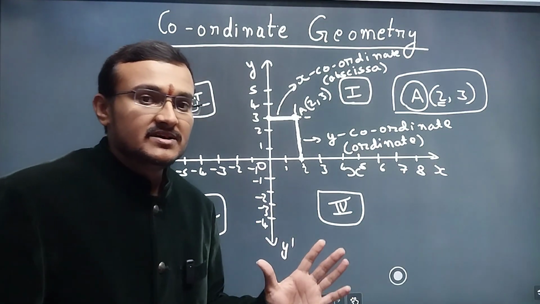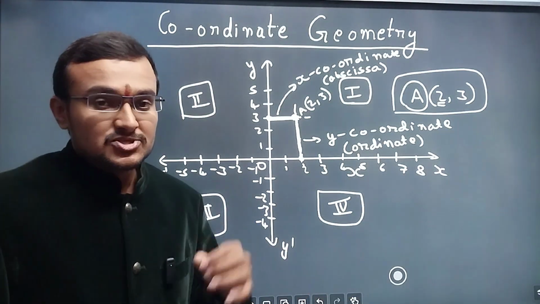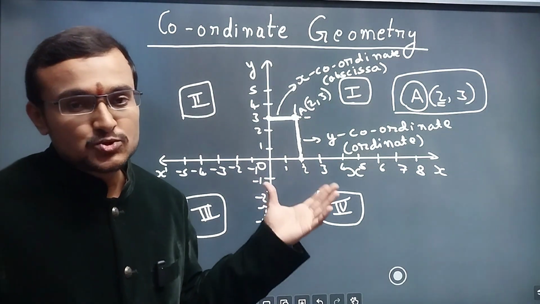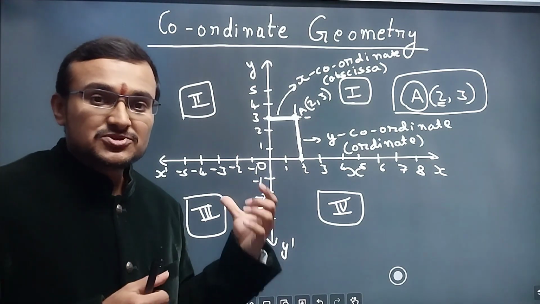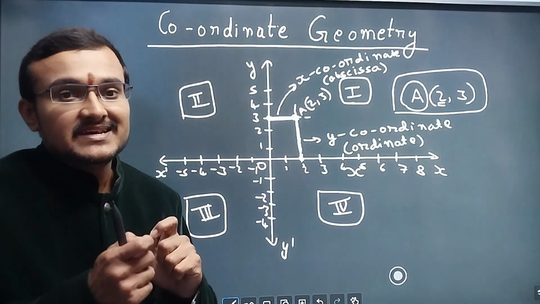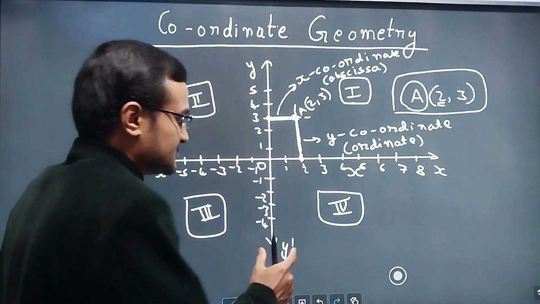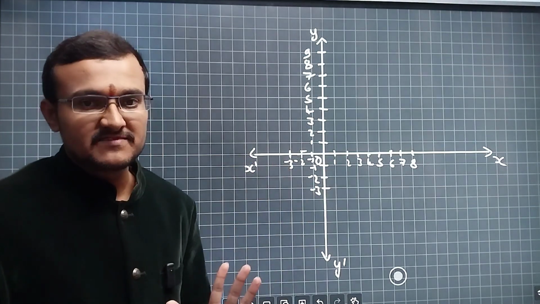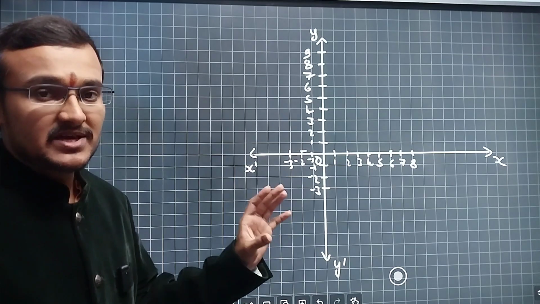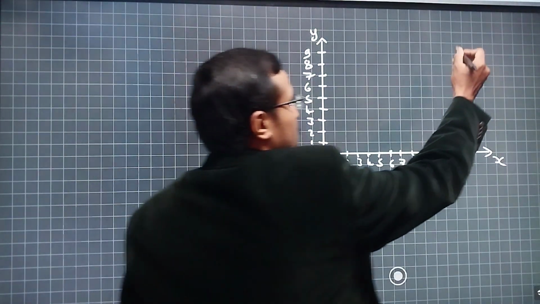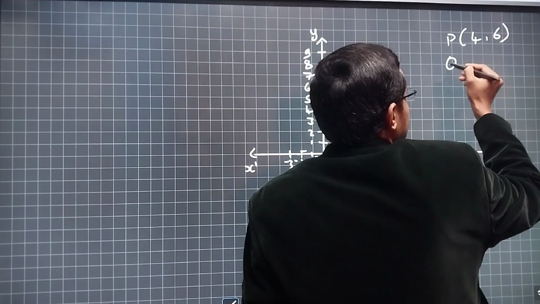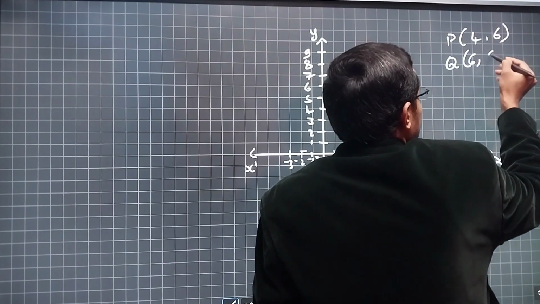All these things you have learned in your previous classes. So here we have understood how to locate a particular point on this two-dimensional graph. So based on this, we will be trying to find the distance between 2 points in this graphical representation. So now we will consider one graph like this. One x-axis and one y-axis. So here we will take 2 points. One is P 4, 6 and the other is Q 6, 8.